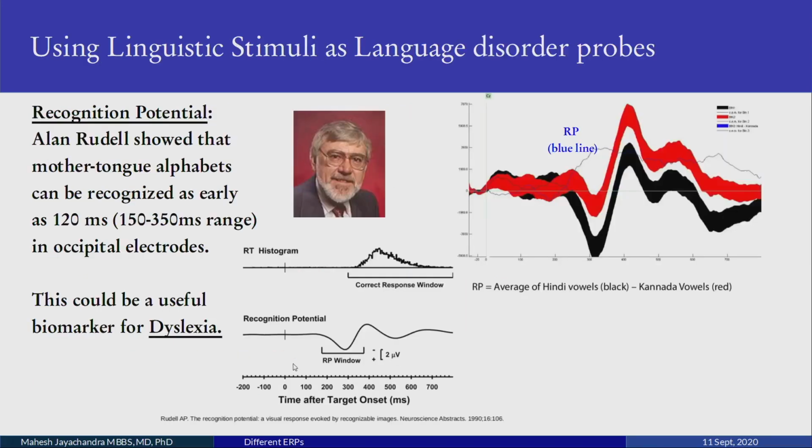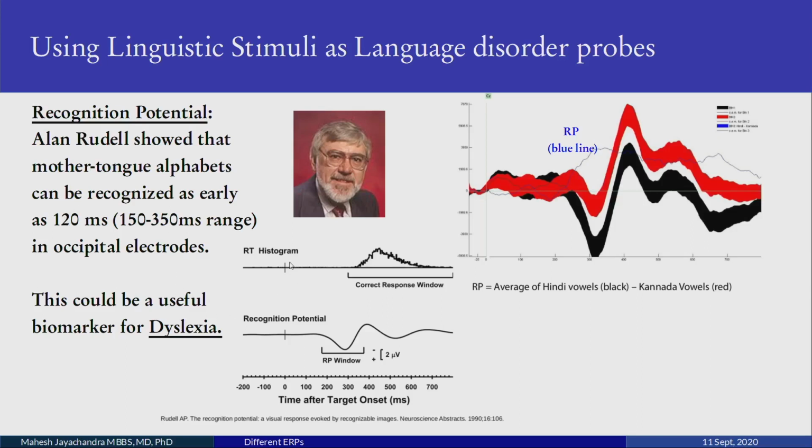Okay, and we considered early on in a previous lecture using linguistic stimuli as language disorder probes, where we did LPC monitoring, late positive complex, and P1, N1, P2 monitoring in tribal children in Chhattisgarh. Another way to use this is the recognition potential, which was discovered by Professor Alan Rudell at SUNY Brooklyn, one of my mentors. He showed that mother tongue alphabets can be recognized in the range of 150 to 300 milliseconds, but as early as 120 milliseconds in occipital electrodes at the back. So this could be useful as a biomarker for dyslexia.